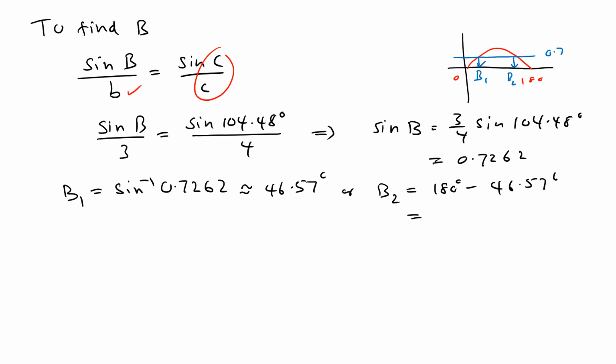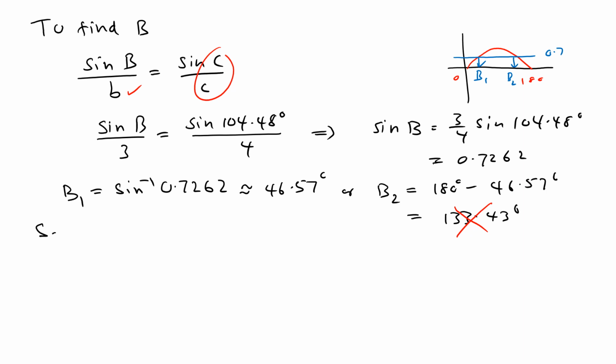So that is going to be 133.43. We already have an angle which is 104, so there's no way we have another angle which is more than 100. So that's not a possibility. That means there's only one possibility, 46.57, and then we can use that to calculate the other value.